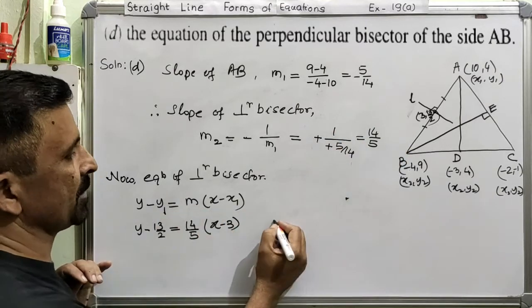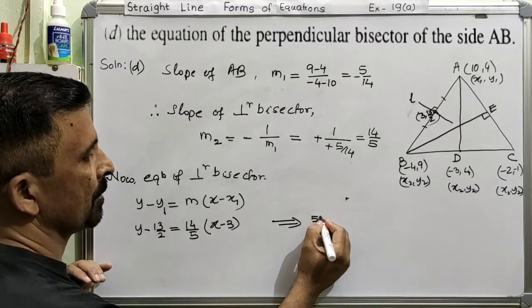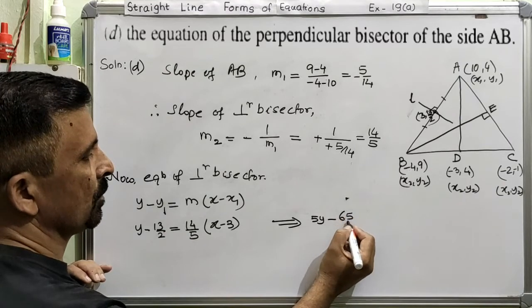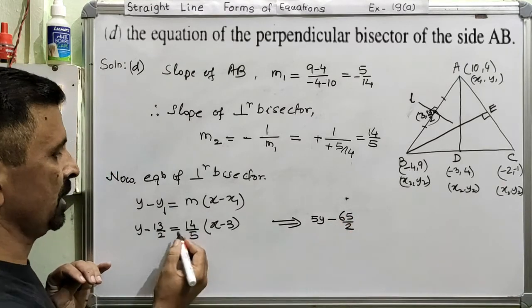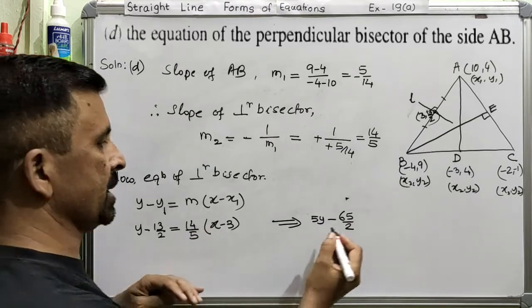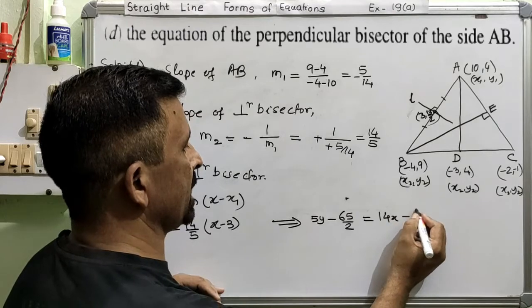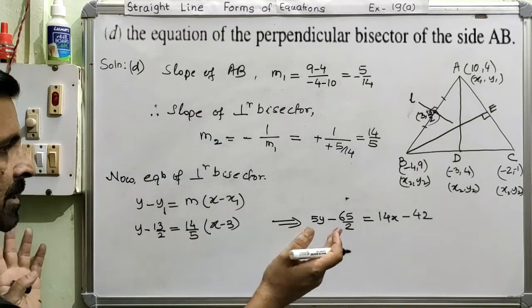Let us do the cross multiplication. So 5 into y, 5y, minus 65 over 2. 5 into 13 over 2 is 65 over 2. Now on the right hand side we will multiply with 14. Is equal to 14x and then minus 42. Clear? Now we have to do the rearrangement.